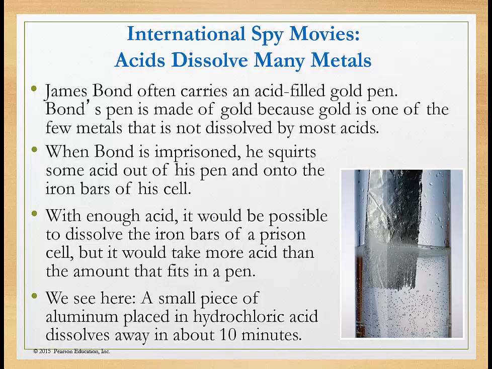If you had enough acid, you really could dissolve iron bars of a prison cell, but it's going to take a lot more acid than what you would have in a pen, and it's going to probably take a little bit more time than they show in the movies. So what you're seeing in the image here on the right is a small piece of aluminum. This would be maybe just a tiny little strip of aluminum cut from something about the thickness of an aluminum drinking can, soda can. And that piece of aluminum's been put into very strong hydrochloric acid. That's probably 50% strength hydrochloric acid there. That small piece of aluminum would dissolve completely in about 10 minutes under those circumstances.